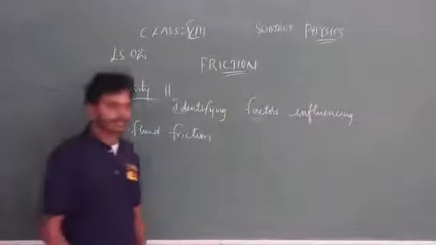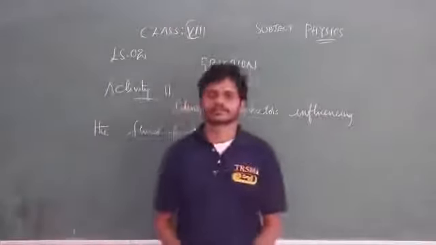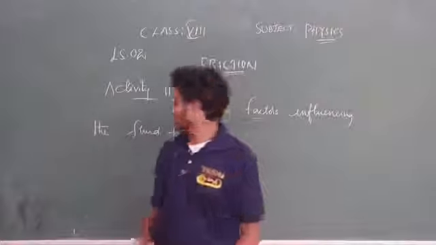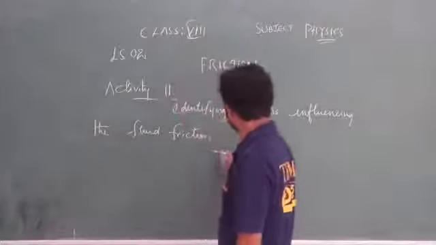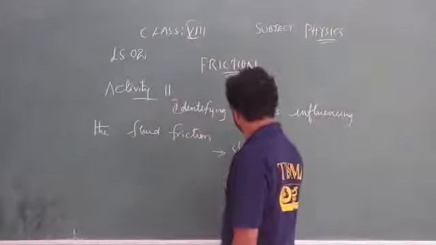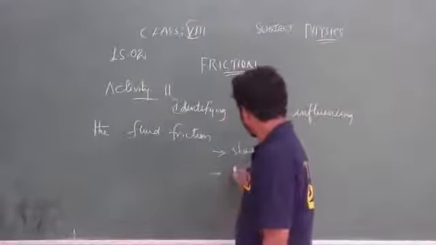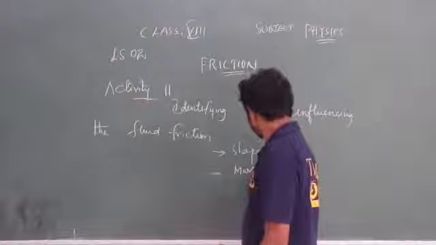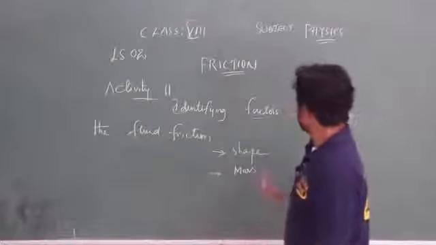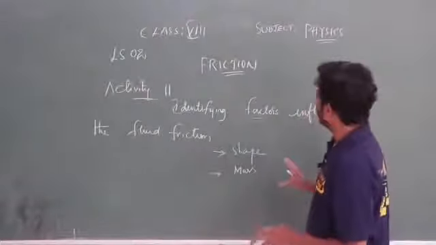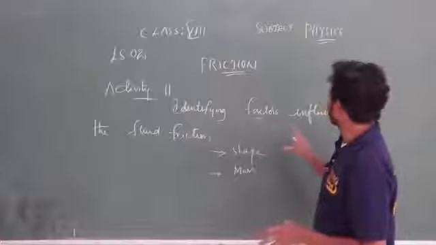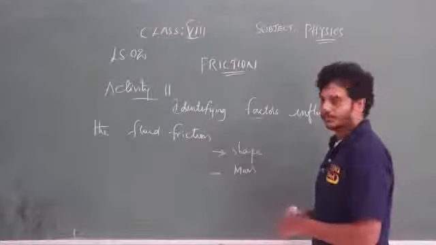Mainly shape is one of the factors. So first one we'll go for shape. This is very important. Second one is its mass. So these are some of the factors that influence the fluid friction.